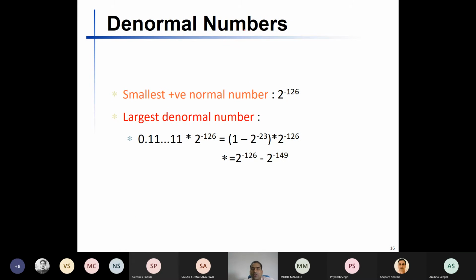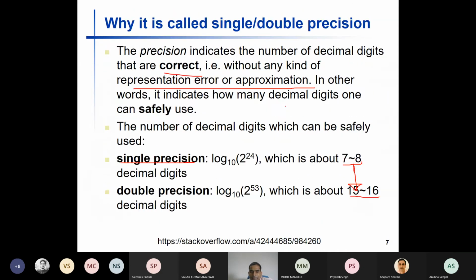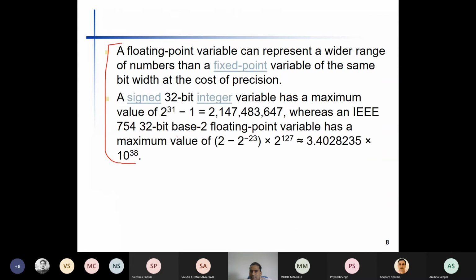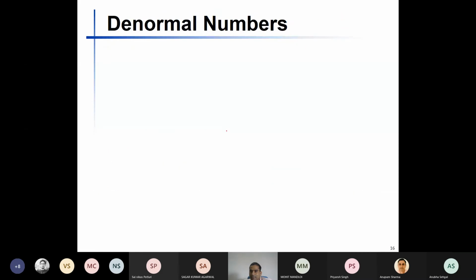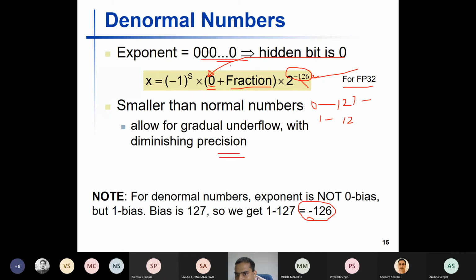So as we said, the smallest positive normal number was 2 raised to power minus 126. That we have shown here. That was the smallest positive normal number. And what is the largest d-normal number? Here you can see the hidden bit is 0. Now the fraction can be all 1, and the exponent is 2 raised to power minus 126.